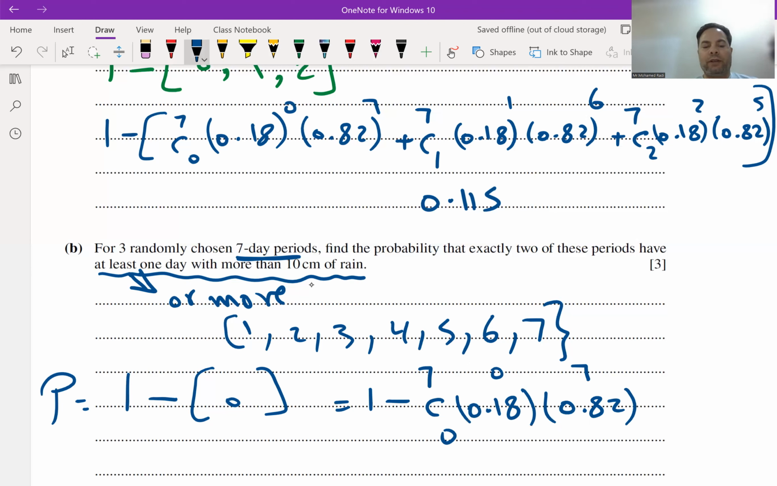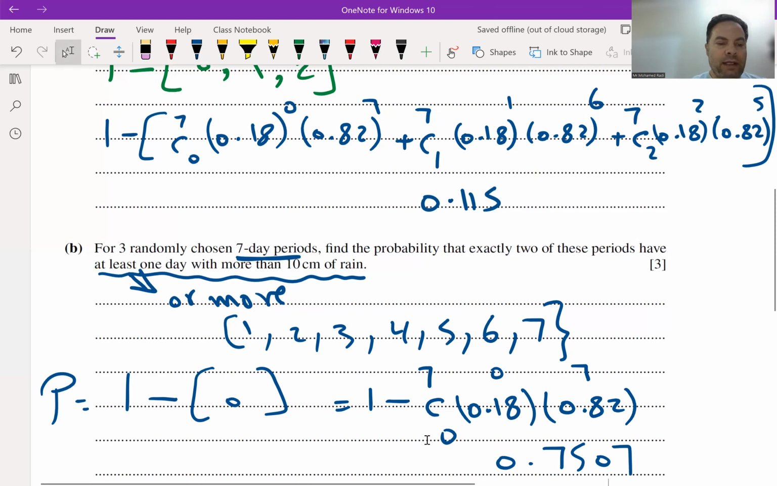I will calculate this part. It's 1 minus 7C0 multiplied by 0.18 to the power of 0, then times 0.82 to the power of 7. So the answer is 0.7507. This is the probability that at least one day out of 7 will be more than 10.